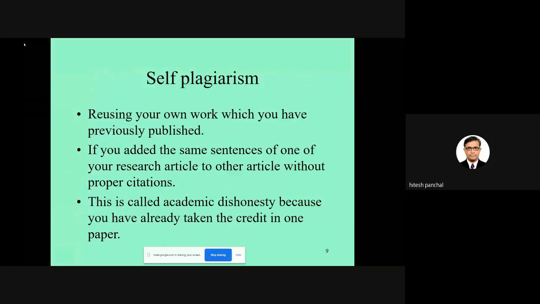Self-plagiarism, I have already said, means you cannot use your own text in your other research articles, because you have already taken the credit. The same credit cannot be given to other research papers. That is why self-plagiarism is very important. Also, there is a circular by the UGC as well as GTU that self-plagiarism is not counted in your promotion also.